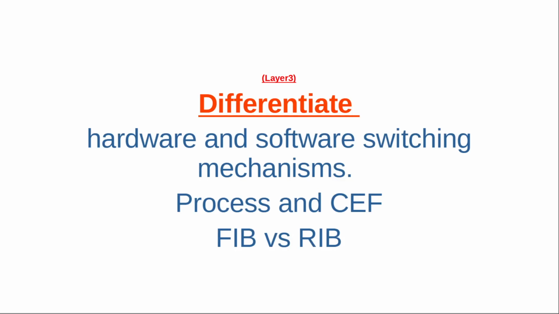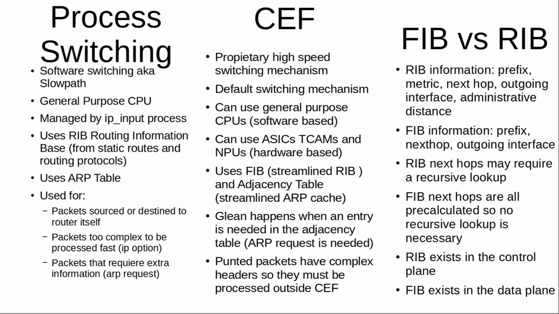Differentiate hardware and software switching mechanisms, process switching versus CEF switching, FIB versus RIB. So process switching is a software switching mechanism, also known as slow path. It runs on general purpose CPUs.